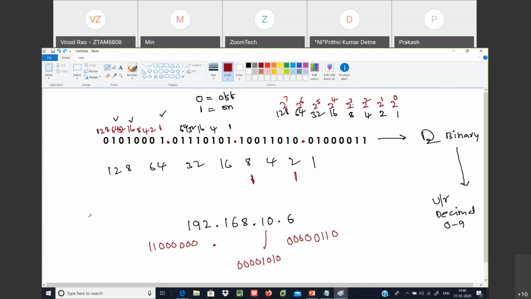Clear that? Just only reduction. Now let's say IPv4, in total how many IPv4 addresses are available? What is the starting IPv4 address and what is the highest IPv4 address? And what is the range of IPv4 addresses? What are the possibilities? Let me try to discuss it clearly.